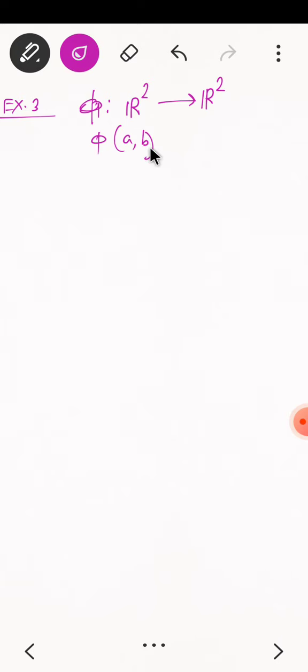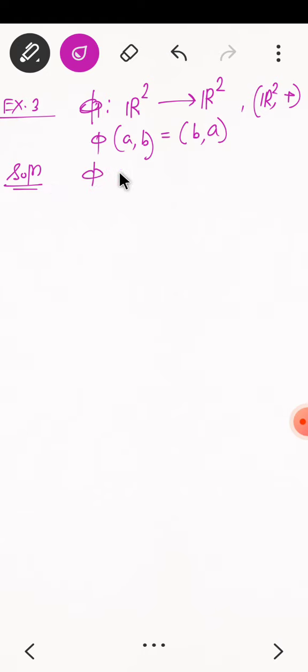Next example, we take phi from R2 to R2 defined by phi of (a, b) going to (b, a), where R2, comma, plus is a group. So we check that phi is also an automorphism.